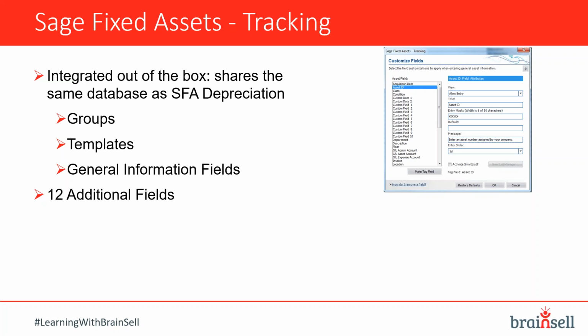Now, any of the groups you created in the depreciation side, for example, any templates you created, any customized fields you did in the general information fields, those are all available in the tracking module because the tracking module actually shares the same database as the depreciation module. However, in the tracking module, those users will not have the ability to make changes that can impact depreciation because that module will only focus on the general information fields and have no access to book fields.